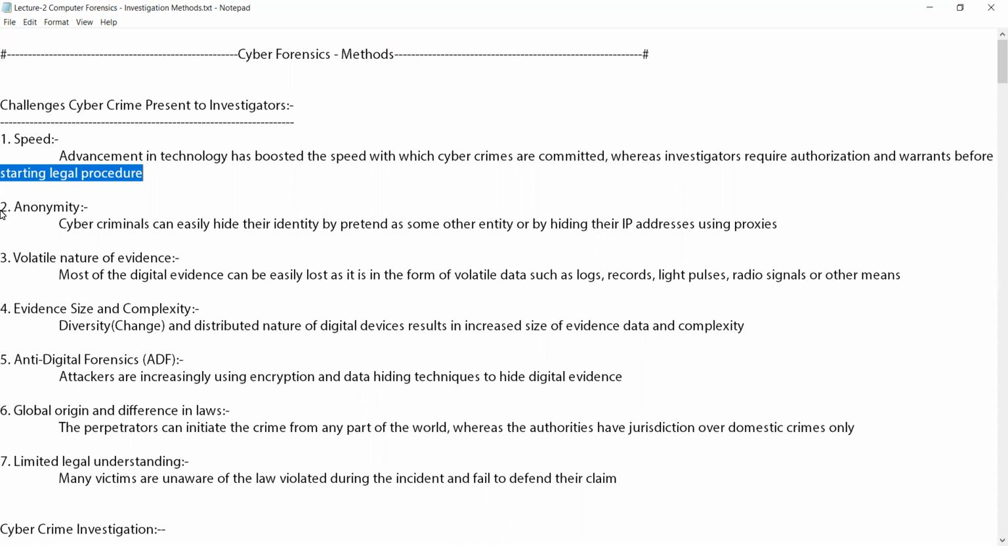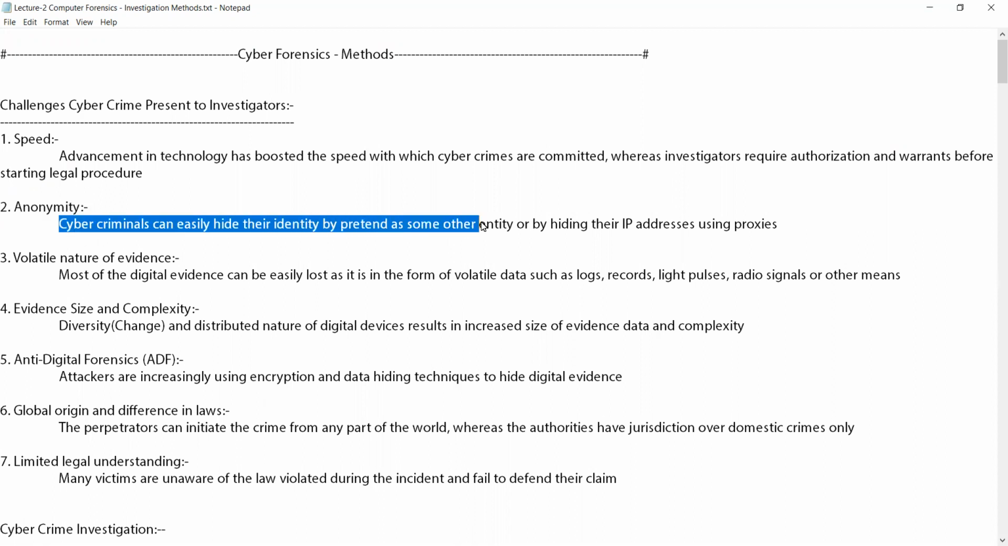The second type of investigation challenge is called anonymity. Investigators face some issues related to anonymity, because cyber criminals can easily hide their identities by pretending to be some other identity and by hiding their IP addresses and using proxies. In that scenario, the investigator faces problems related to anonymity.